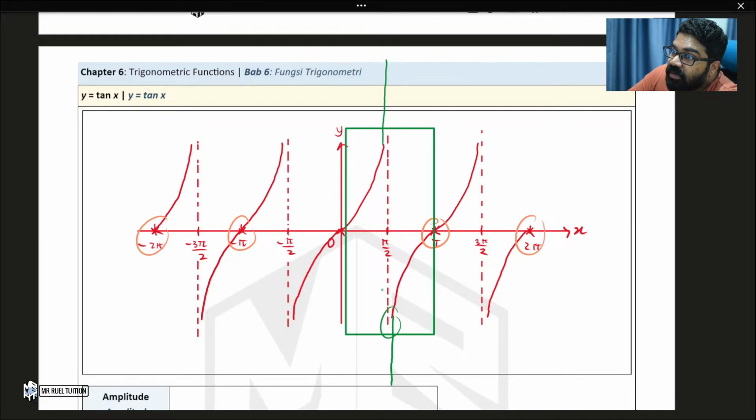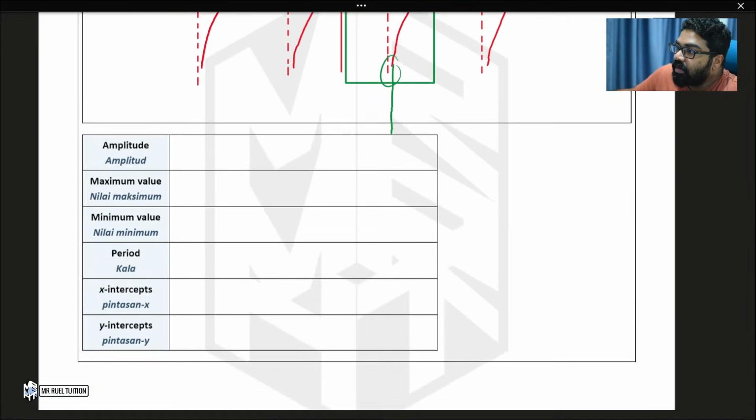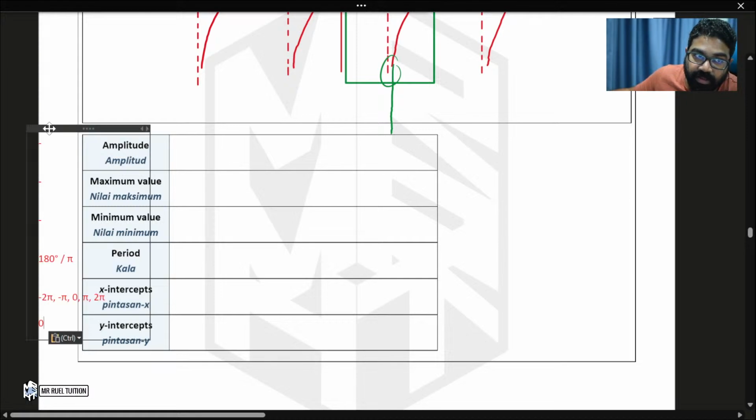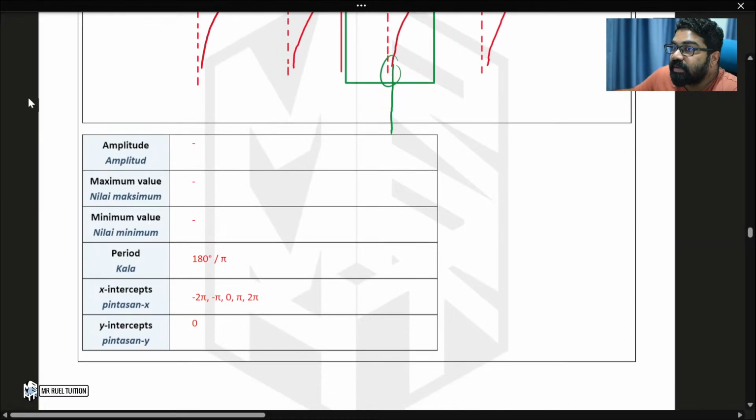Which is why there is no maximum or minimum limit for tangent. Tangent tak ada had untuk maximum dan minimum. Not like your sine and your cos. Sine dan cos ada had. Tangent don't have. So what do we say is the maximum value? Nilai maximum, nilai minimum? Tak ada. There is no maximum or minimum. But sometimes we say positive infinity and negative infinity lah. Okay, but technically there's no maximum and minimum. And the period will be 180 lah. And then intercepts later you can fill yourself. Boleh isi sendiri.